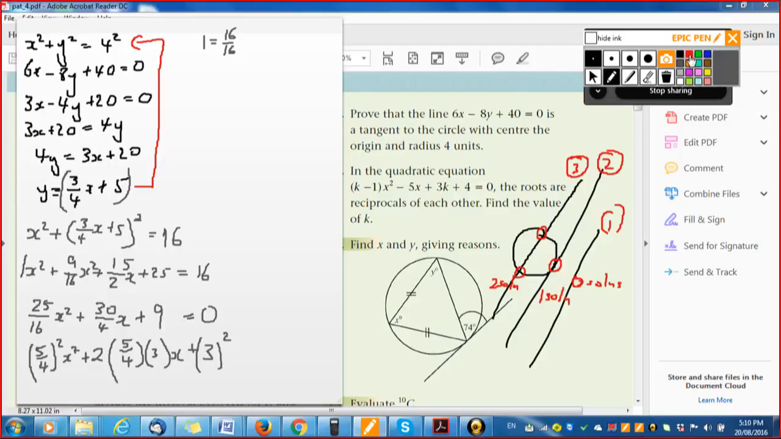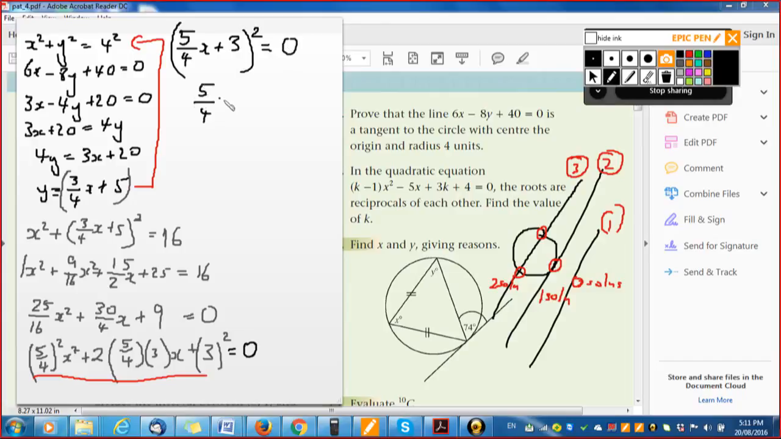Now, what do you notice with that? And by the way, I've forgotten something. It should be all equal to 0. Now, where do we go from here? That's equal to that. So it's a perfect square. 5 over 4 x plus 3, close bracket, squared equals 0.